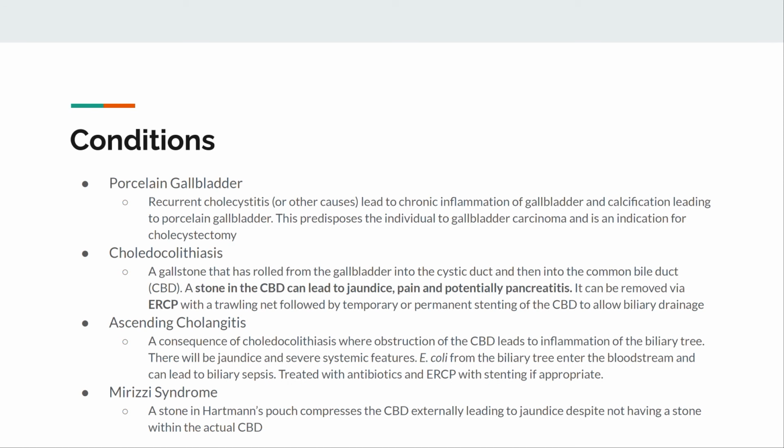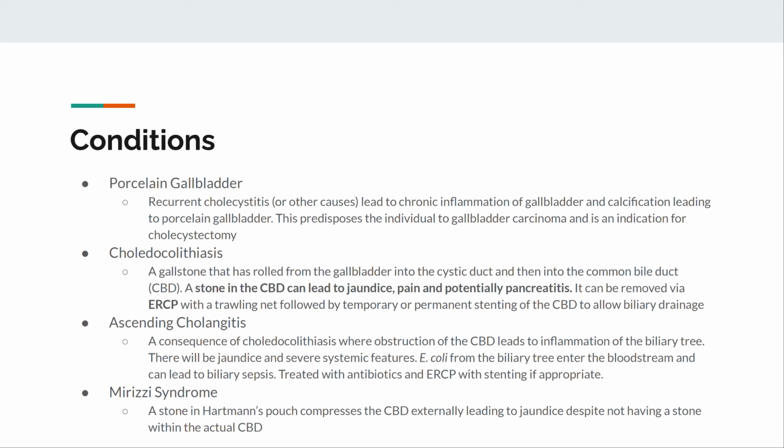Porcelain gallbladder, I just want to talk about that. In someone with recurrent cholecystitis or other things, they get chronic inflammation of the gallbladder and it then calcifies, and on X-ray you can see this radiopaque outline of the gallbladder. That's porcelain gallbladder. It predisposes them to get gallbladder cancer, and it's an indication to get that thing out of there.